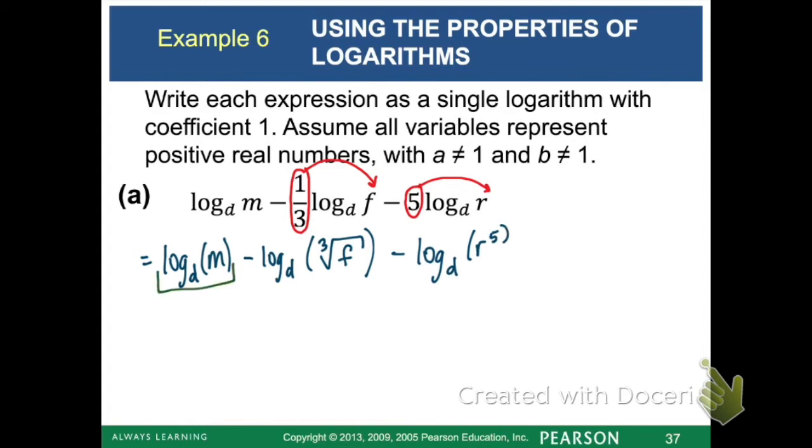Okay, so now we're going to look at using the subtraction that's going on between the 3 logs. So this first term, since it comes first, is going to go on top. Remember, subtraction means division, so we're going to have a fraction going on here. And then both of these terms that are being subtracted off are going to go on the bottom. So cube root of f on the bottom and r to the 5th on the bottom.